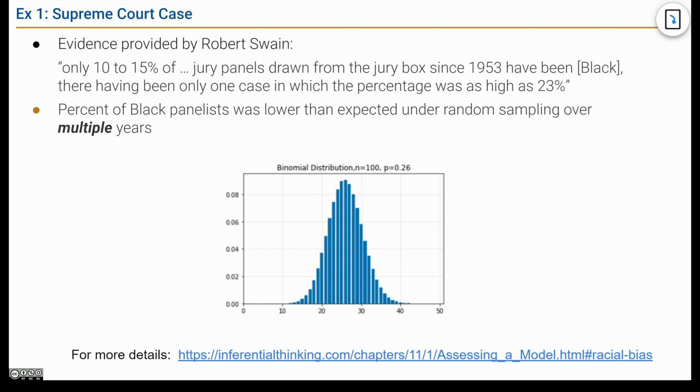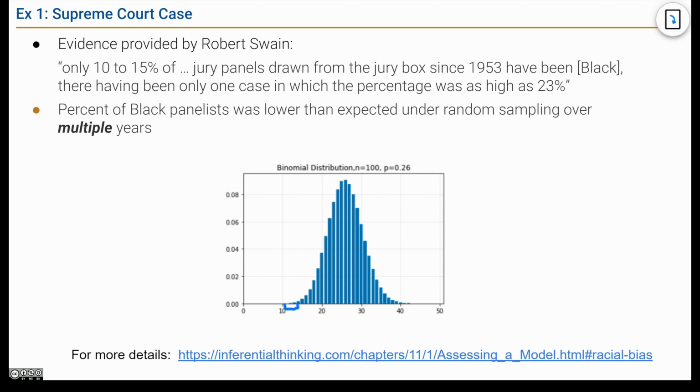I think there was one case in which the percentage was as high as 23%, but basically they were consistently getting numbers that were super unlikely had the true sample been a random sample from the eligible population. So this was not just a one-time thing, is what he showed. This really happened over multiple years.